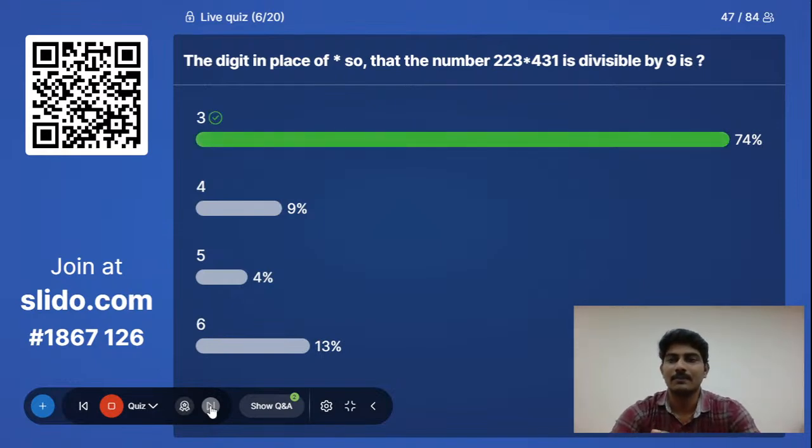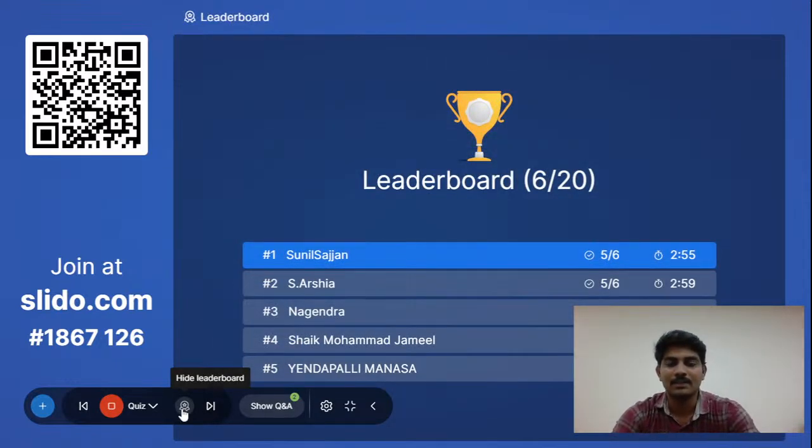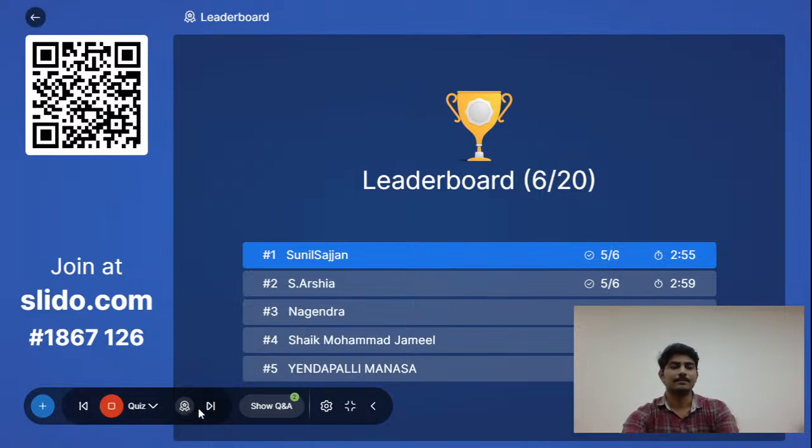Those who answered option A, that is 3, 74% of them, that is the exact answer for this sixth question. And let's see who will be present on the leaderboard, and I hope that this time there will be a change in the leaderboard. Again Sunil Sajid came into the picture with 5 out of 6 questions and he has taken 2 minutes 55 seconds to answer. So I'm requesting everyone to keep answering the questions so that your names will also be in the top 5 leaderboard. And here is the next question.